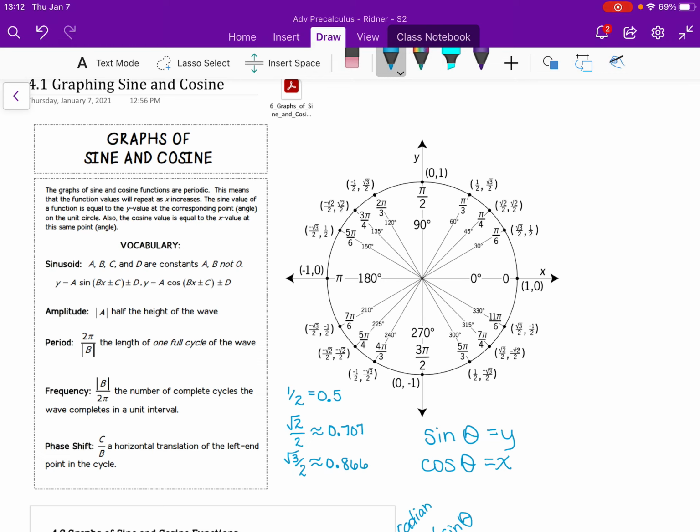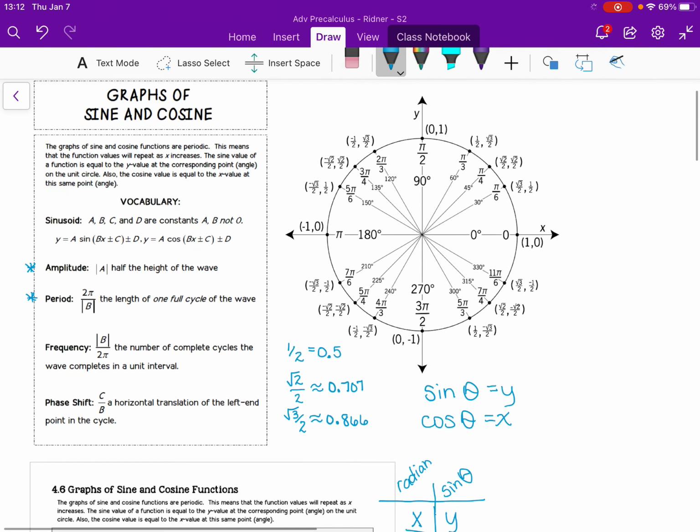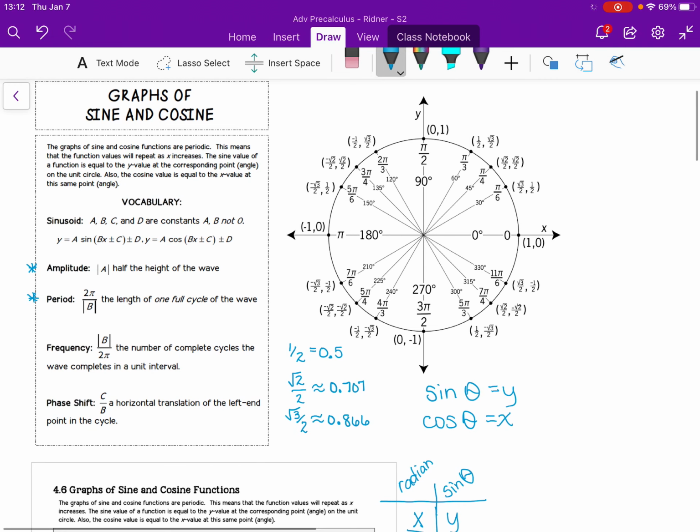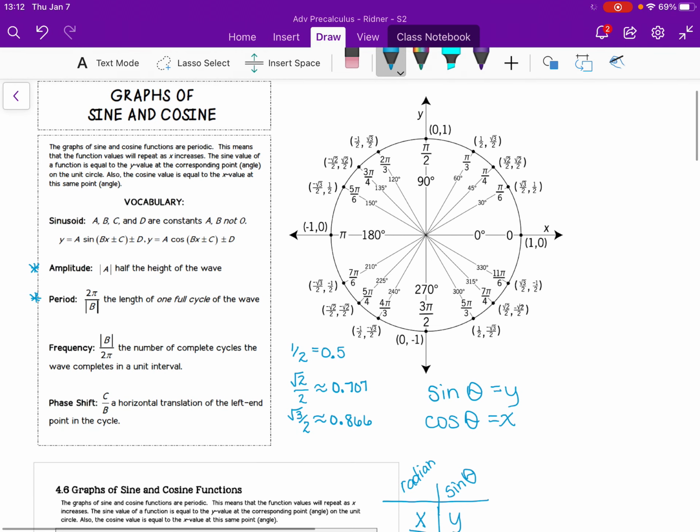There are some important vocabulary words there. The two most important being amplitude and period. But we will go into those more later. Remember, these notes are accessible through the class notebook in Canvas.